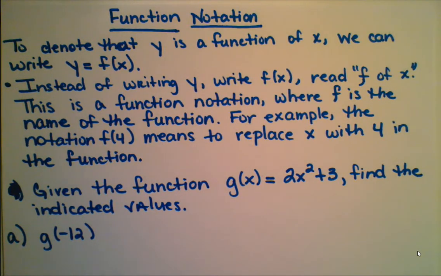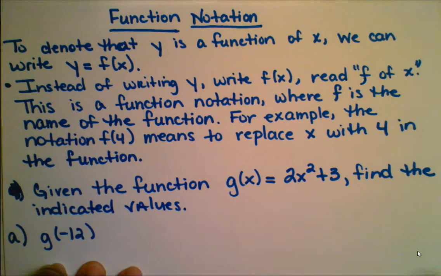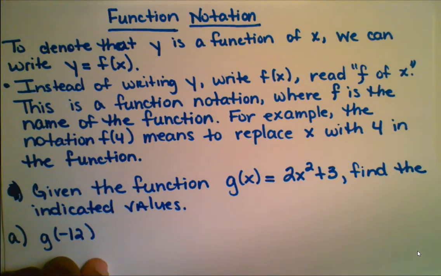This is a function notation where f is the name of the function. For example, the notation f of 4 means to replace x with 4 in the function. So let's talk about this a little bit more. We have here the example. Given the function g of x is equal to 2x squared plus 3, it says find the indicated values.